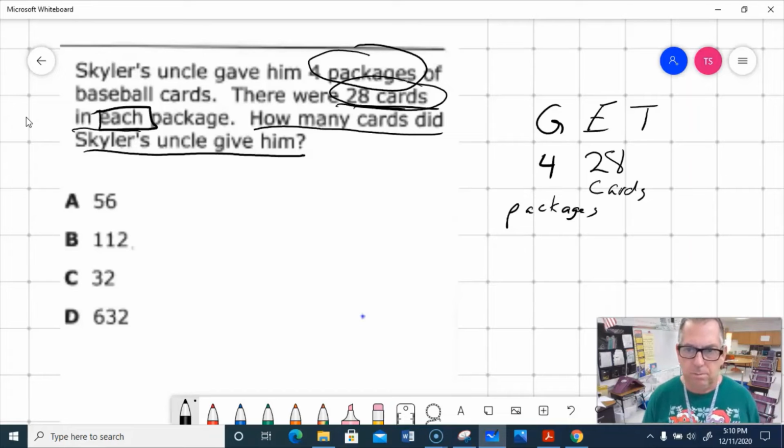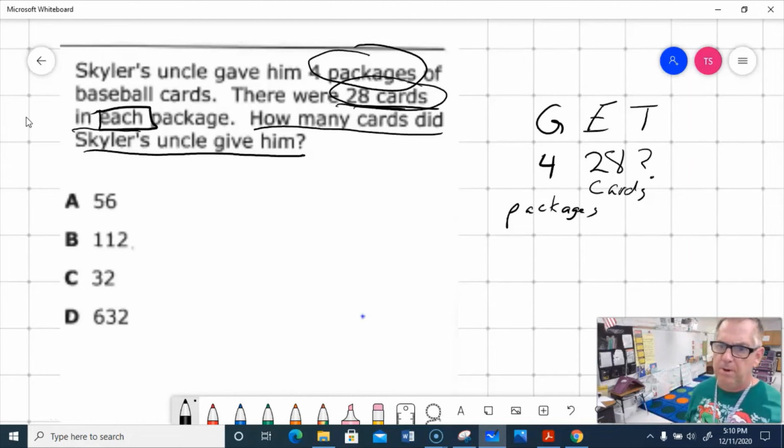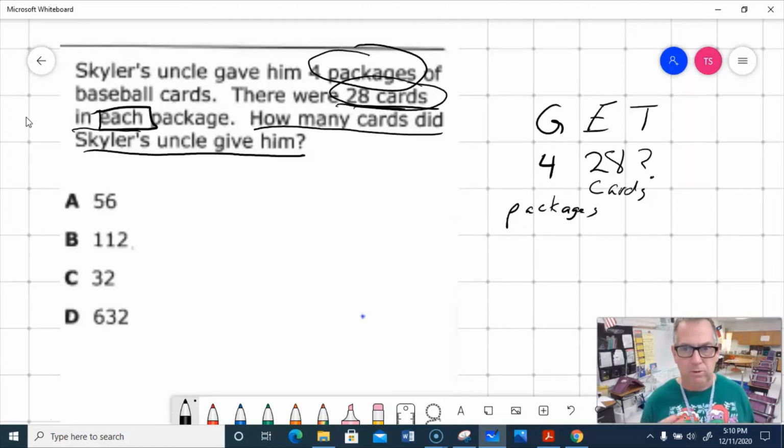And do I know the total? No, we don't know what the total is. That's what we're trying to find out. So what operation am I going to use when I know the groups and how many are in each group? That's correct. That's a multiplication problem. So the multiplication problem we use to solve this is 28 times 4. So what is 28 times 4?